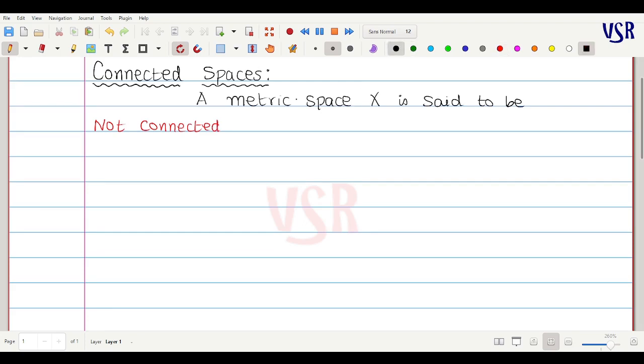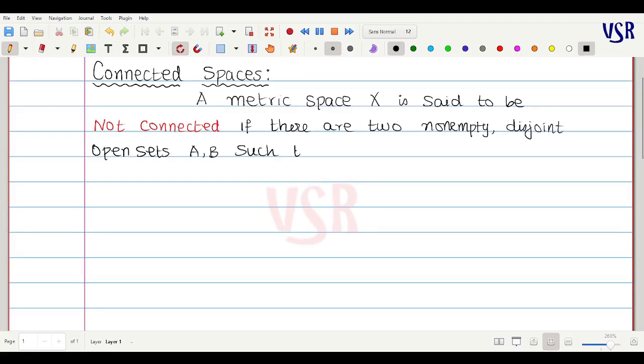if there are two non-empty disjoint open sets A, B such that the condition is that this capital X can be expressed as A union B, where A and B are non-empty disjoint open sets. If this is so, then we say that X is not connected.